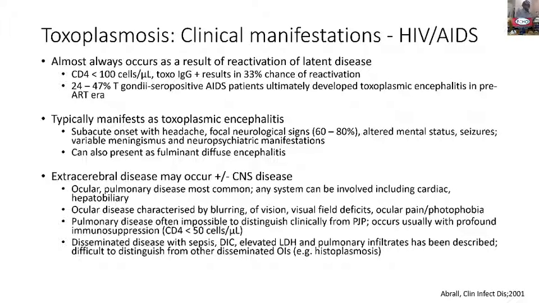In the pre-ART era, about a quarter to just under a half of all persons who were seropositive for toxoplasma would eventually develop toxoplasma encephalitis. So the commonest manifestation is usually toxoplasma encephalitis or cerebral toxoplasmosis. It's a subacute onset over the course of usually several weeks with focal neurological signs, headache, altered mental status, seizures, variable neck stiffness, and neuropsychiatric manifestations. And usually the manifestations depend on wherever the lesion or lesions are.